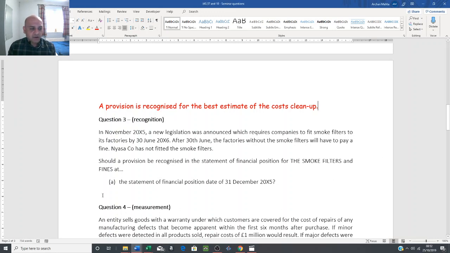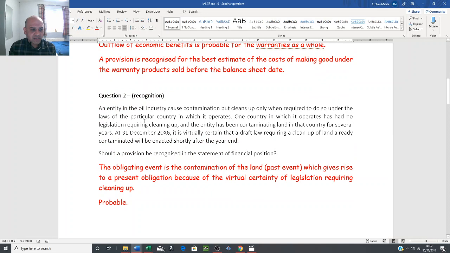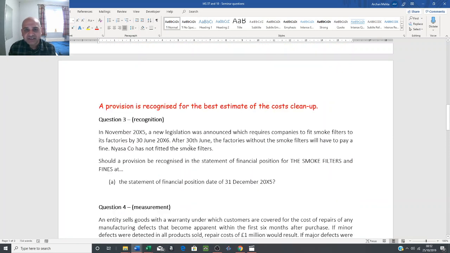Right. So how is this scenario different from the previous one? In the previous case, the obligating event, the past event, had already happened. We had already been contaminating the land, and that actually would trigger the present obligation to clean up the land. In this case, the legislation hasn't come into force yet. It was announced, but it will require a company to start fitting the smoke filters from next year end, not this year. So this year we are not actually presently obliged to do so. Therefore, there is no present obligation. There has to be a present obligation.